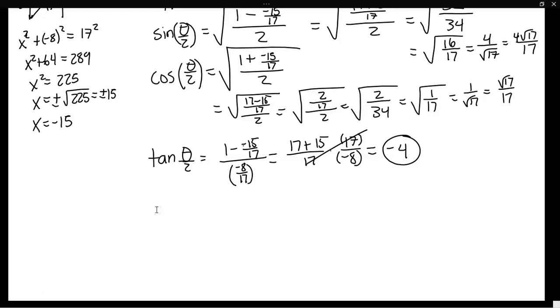We could have also gotten that from doing the sine theta over 2 divided by cosine theta over 2. We also would have gotten 4 that way. We could have done 4 square root 17 divided by 17 divided by the square root of 17 divided by 17. The 17s would cancel. The square roots of 17 would cancel. And we also get 4. Oh, you know what? Actually, one of those should have been negative somewhere along the way because it's in quadrant 2. So that should have been negative, and that would have made that one negative because cosine and tangent are both negative in quadrant 2.